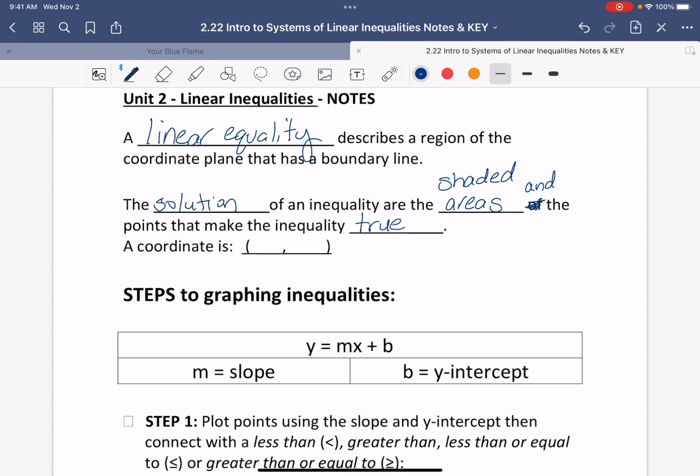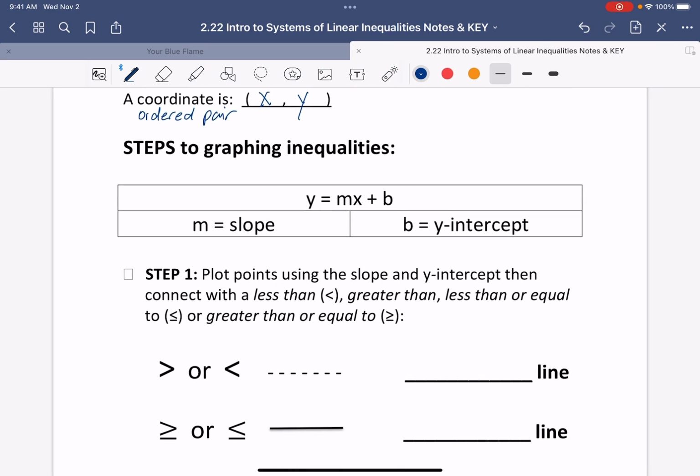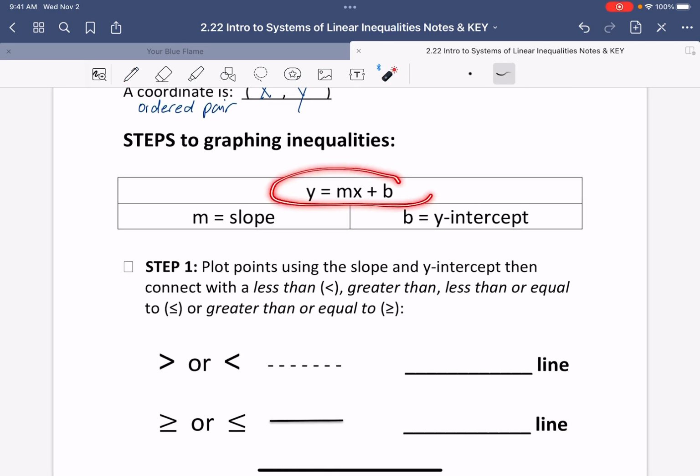As you remember, a coordinate, or an ordered pair, is always in x, comma, y format. As a review, the equation for a line is y = mx + b. When you see an inequality, you're still going to see a y-intercept. If you don't see a y-intercept, you start at the origin. The intercept tells you where to start, the slope tells you what direction to go. But now we're going to start seeing a different sign in here with an inequality.